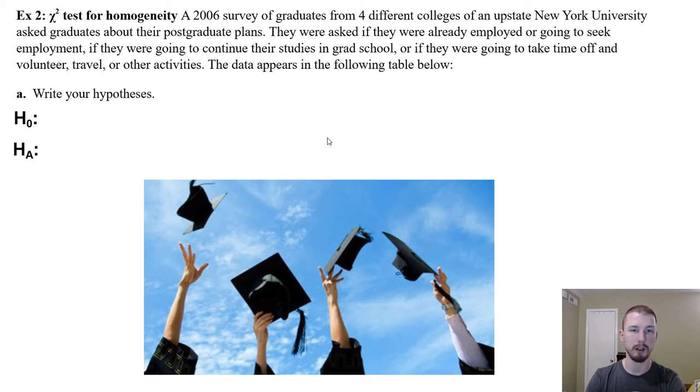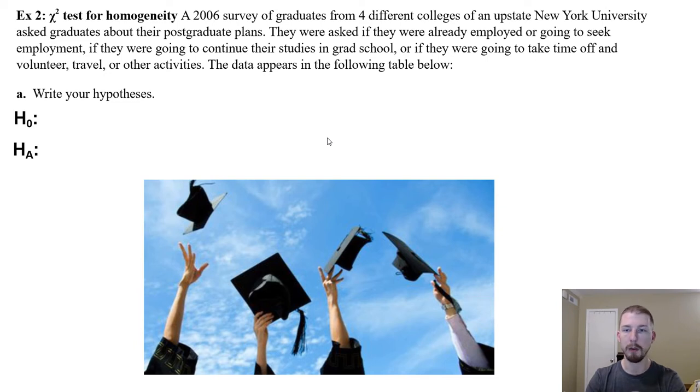In 2006, a survey of graduates from 4 different colleges of an upstate New York university. So there are several colleges, like for instance, I graduated from the College of, I believe, Math and Computer Science at UCO. So that was its own separate college. Or the College of Education, you have the College of Liberal Arts, etc. So the same university has multiple colleges that are all like separate departments, I suppose you would say, within that university. So just maybe you're not used to that.